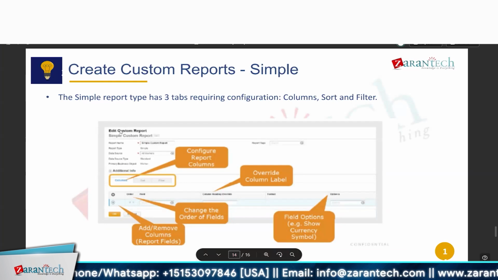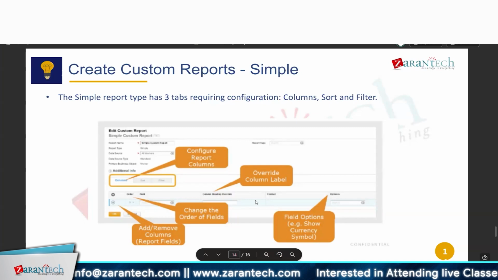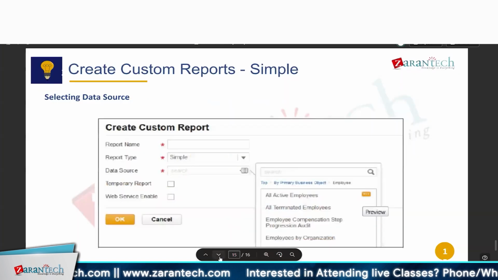Once you create the report, there will be a columns tab which lists all the columns, and we can add or remove columns, change the sort order, change the filtering, and change the heading. We'll see this in our demo. Just for the sake of understanding, this is how it looks. So we will quickly go to the tenant.